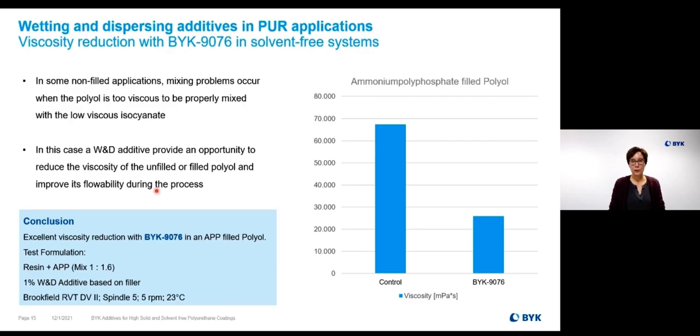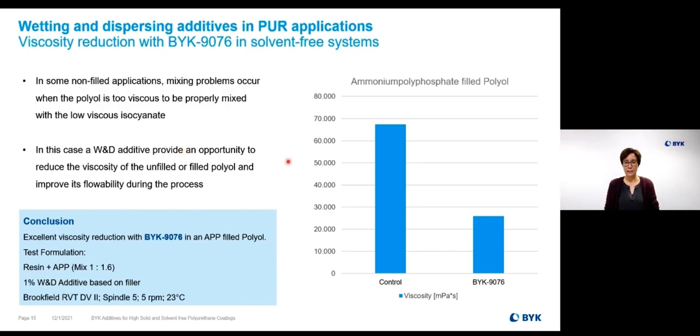Besides the very typical fillers for coatings, there are also some specialists which need to be wetted properly. Here in this example, we have the APP or ammonium polyphosphate. This is used, for example, as flame retardant and is much more difficult to wet or stabilize than calcium carbonate. Therefore, a more efficient wetting and dispersing additive is needed. Here in that case, it was done with the BUC 9T76.